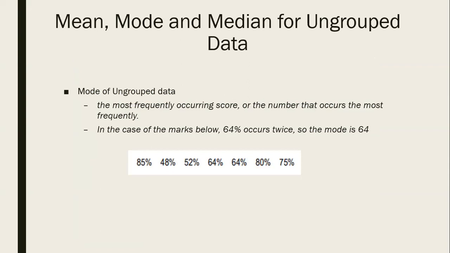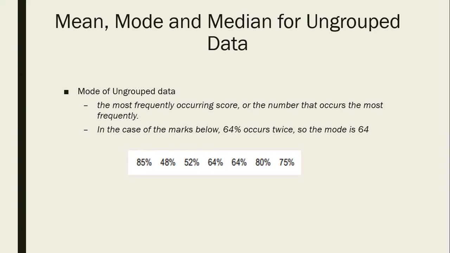Now let us look at the mode of ungrouped data. The mode of ungrouped data is the most frequently occurring score, or the number that occurs the most. In this case, let's say we have been given these marks for the learners in a test. You can see that the number that has been repeated the most is 64. It has been repeated twice. So this is our mode.